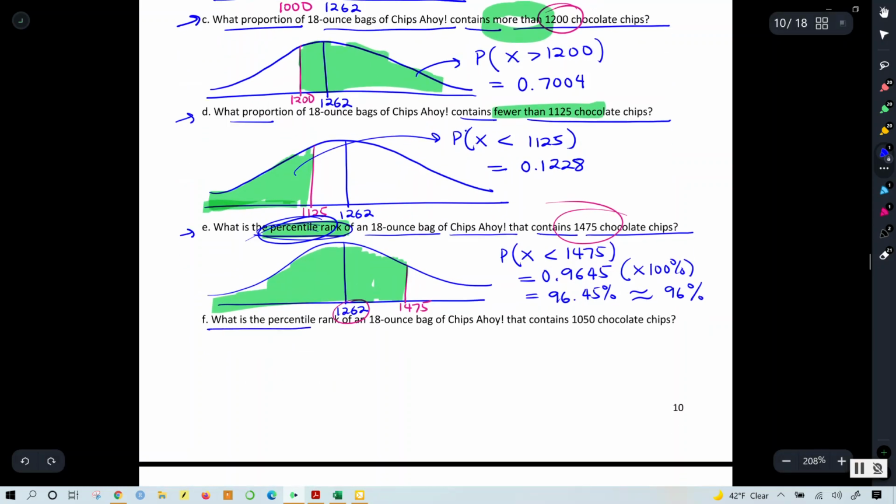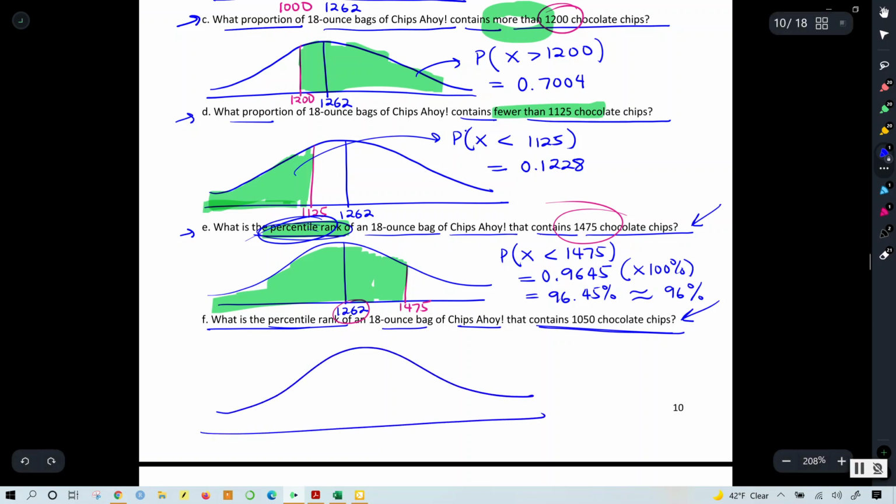Then the last question is a very similar one. What percentile rank of an 18-ounce bag of Chips Ahoy contains 1050 chocolate chips? You're welcome to pause the video at this point and see if you can follow this example to complete the example we're currently working on. For me, I am ready. So I will do this.